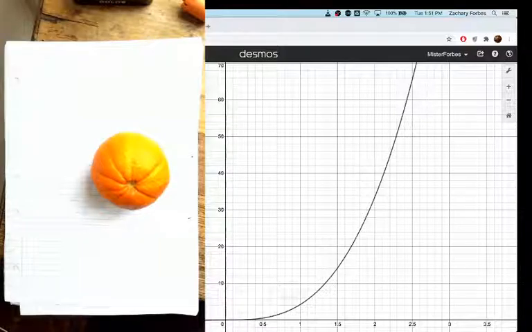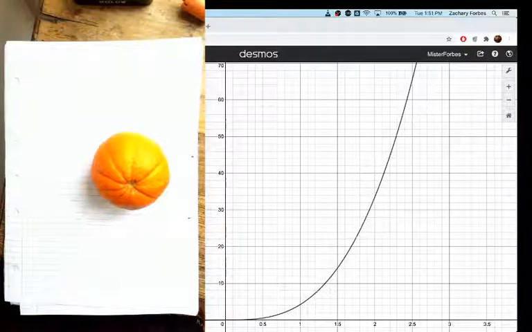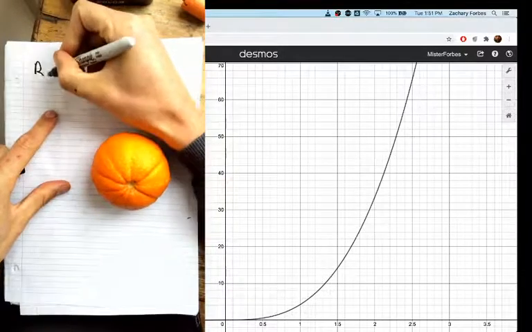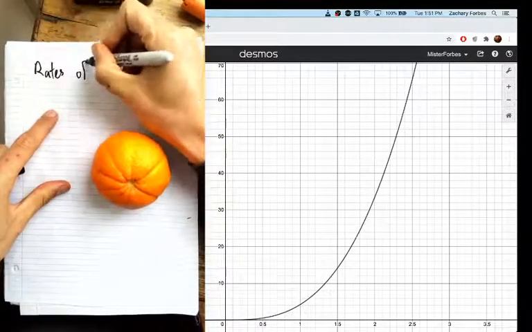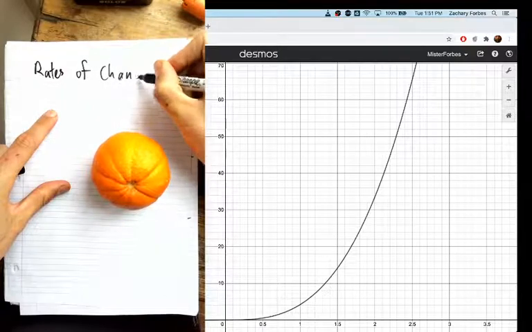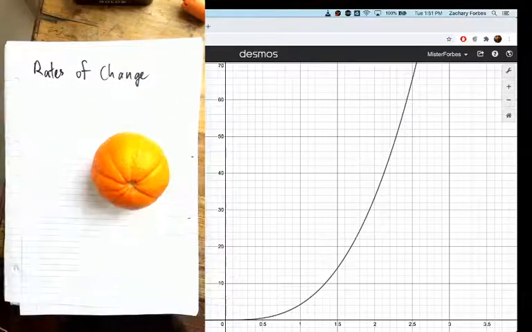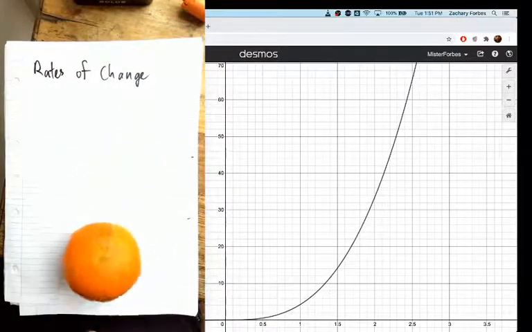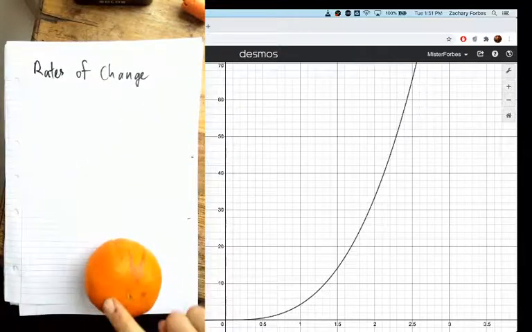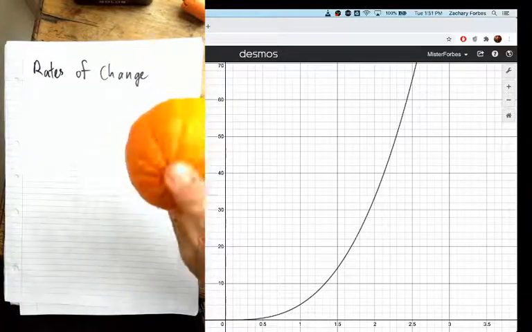Kia ora guys. Today we're going to look at pages 34 and 35 of WalkerMaths, and the idea that we're looking at is rates of change. So in front of us we've got an orange, and for the sake of today's lesson we're going to pretend that this orange is a sphere.